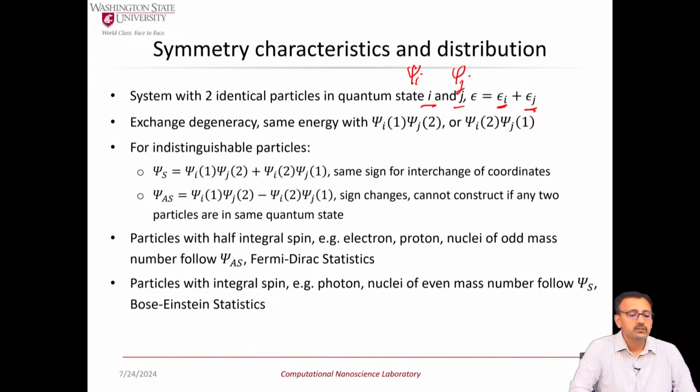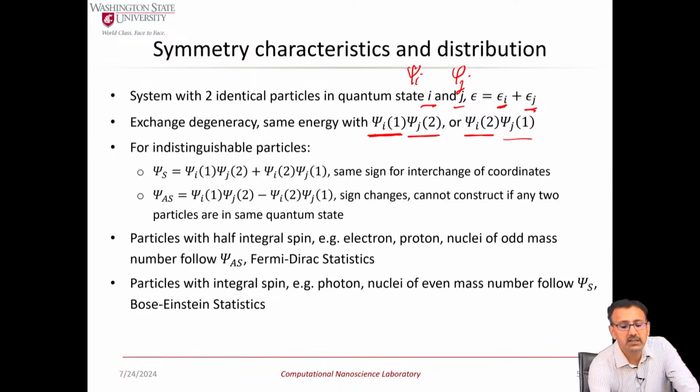Okay? So, like I said, the overall solution to the Schrodinger's equation, because it is a probability density, is multiplicative. So, we can think of a situation where particle 1 is in quantum state i and particle 2 is in quantum state j, but it could also be that particle 2 is in quantum state i and particle 1 is in quantum state j, right, the opposite. So, both are feasible mathematically.